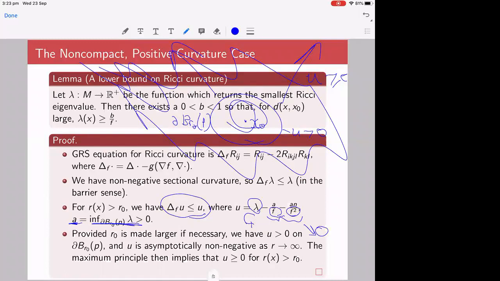Okay, and that's basically the proof, because of course, the fact that u is greater than or equal to 0 means that lambda is greater than or equal to a on f plus an on f squared. And of course, that's precisely what we were aiming to prove.